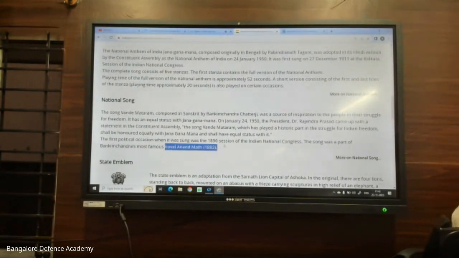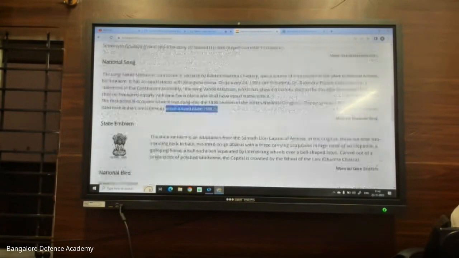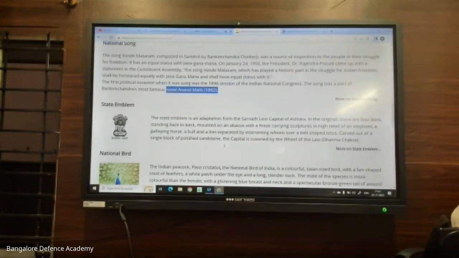Novel Anandamath, 1882. Write down this. Whatever I'm highlighting, write down that. Novel Anandamath, 1882. Completed? Achha, so no, abhi idhar dekho.